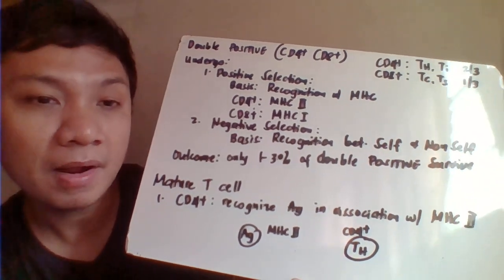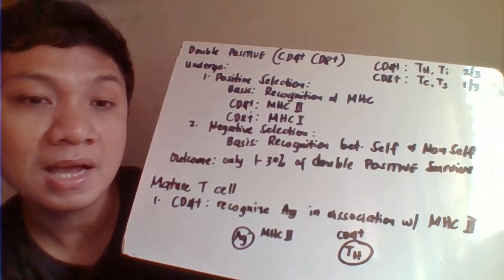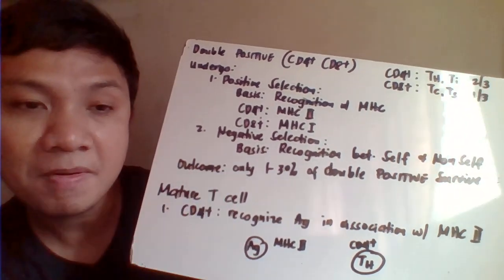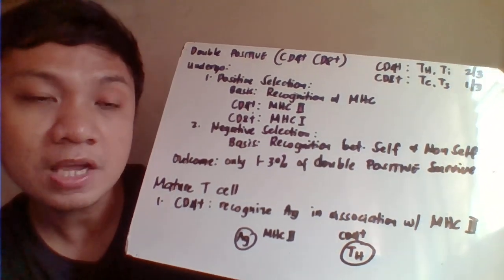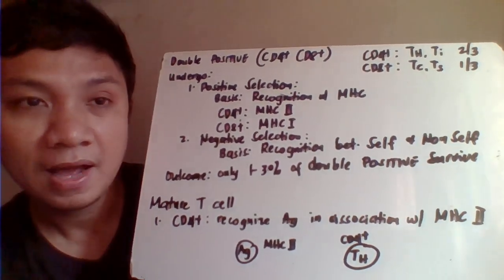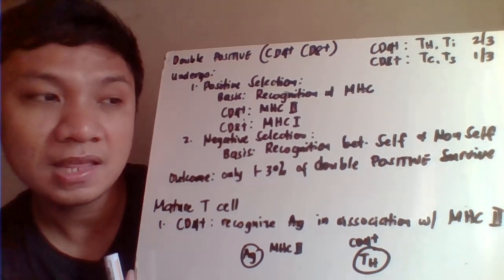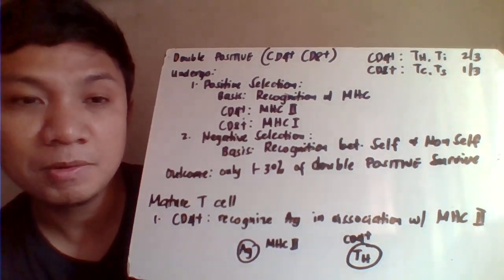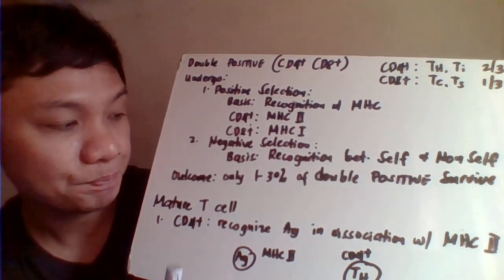If it cannot recognize, it will be removed from our immune system and will die by apoptosis. This is followed by your negative selection process on the basis of distinguishing between self and non-self. Again, for self, it should not react, and for non-self, it should react. And if it cannot distinguish between self and non-self, then it is also removed by apoptosis.